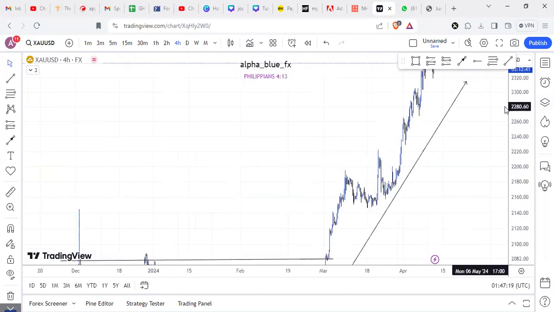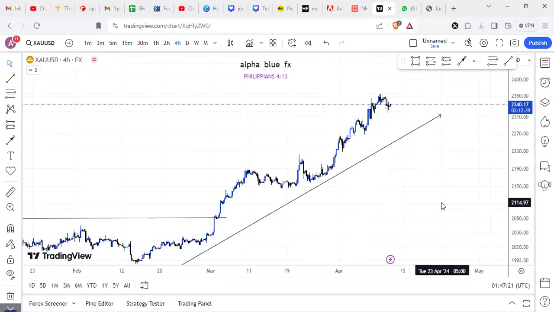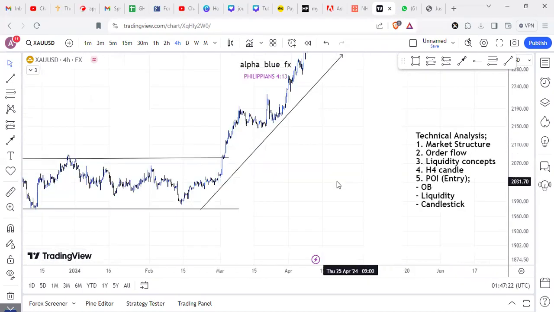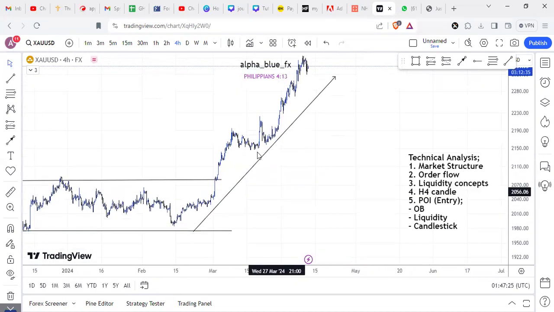So I'm not really going to talk too much on this. I just want to give you guys a brief explanation of the basics of the strategy. So that is it for market structure.